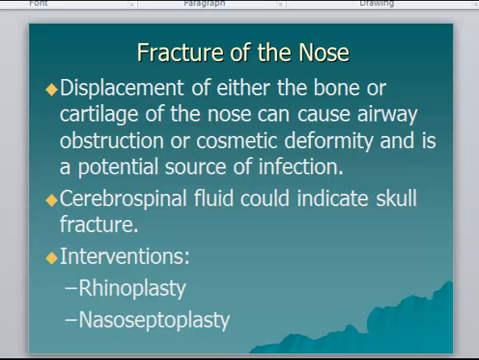A change in nasal breathing, crackling of the skin, that crepitus I was talking about. On palpation, they have maybe some bruising and pain. They may have blood or cerebrospinal fluid, which rarely drains from one or both of those nares as a result of a simple fracture, but if it's present, it's definitely a more serious injury.